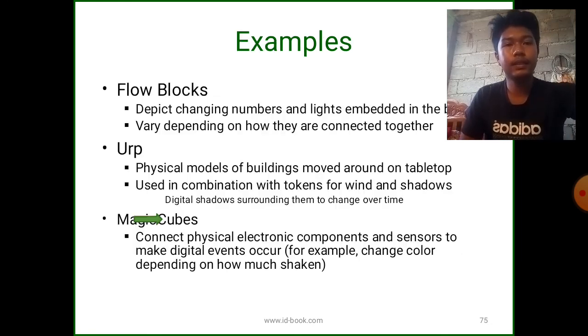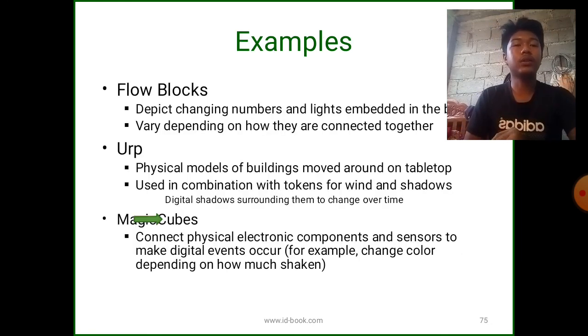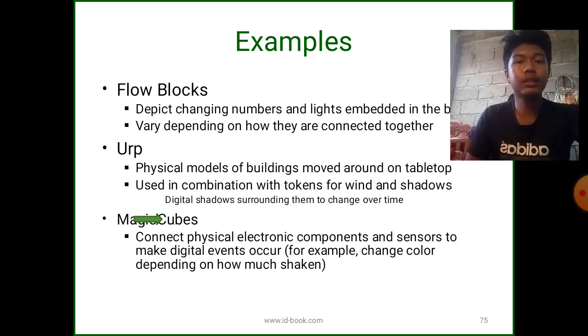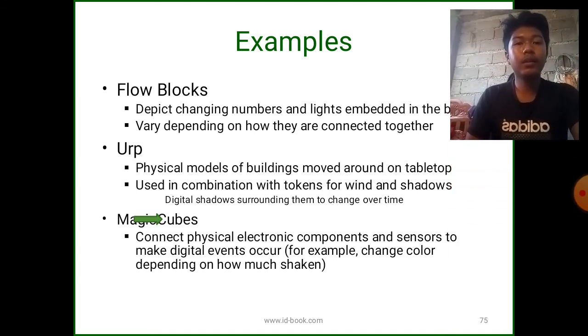Next, examples nito. Flow Blocks depict changing numbers and lights embedded in the blocks, varying depending on how they are connected together. URP: physical models of buildings move around on tabletops, used in combination with tokens for wind and shadows.